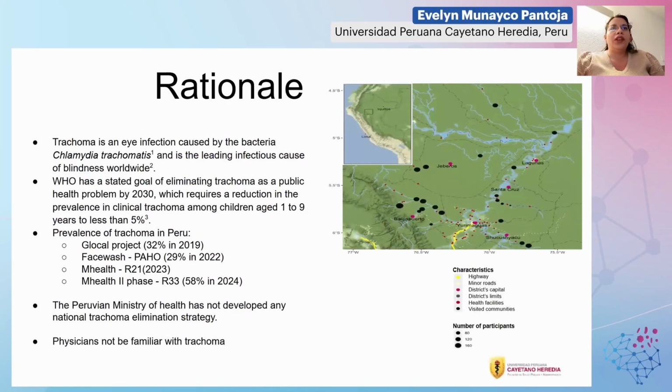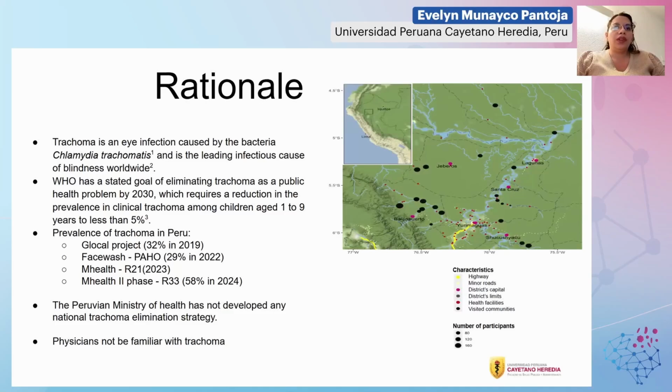Trachoma is an eye infection caused by the bacterium Chlamydia trachomatis, and is the leading infectious cause of blindness worldwide. The prevalence of trachoma in Peru was 32% in 2019, and the last prevalence record was 58% in 2024. The Peruvian Ministry of Health has not developed any national trachoma elimination strategy, and physicians may not be familiar with trachoma.